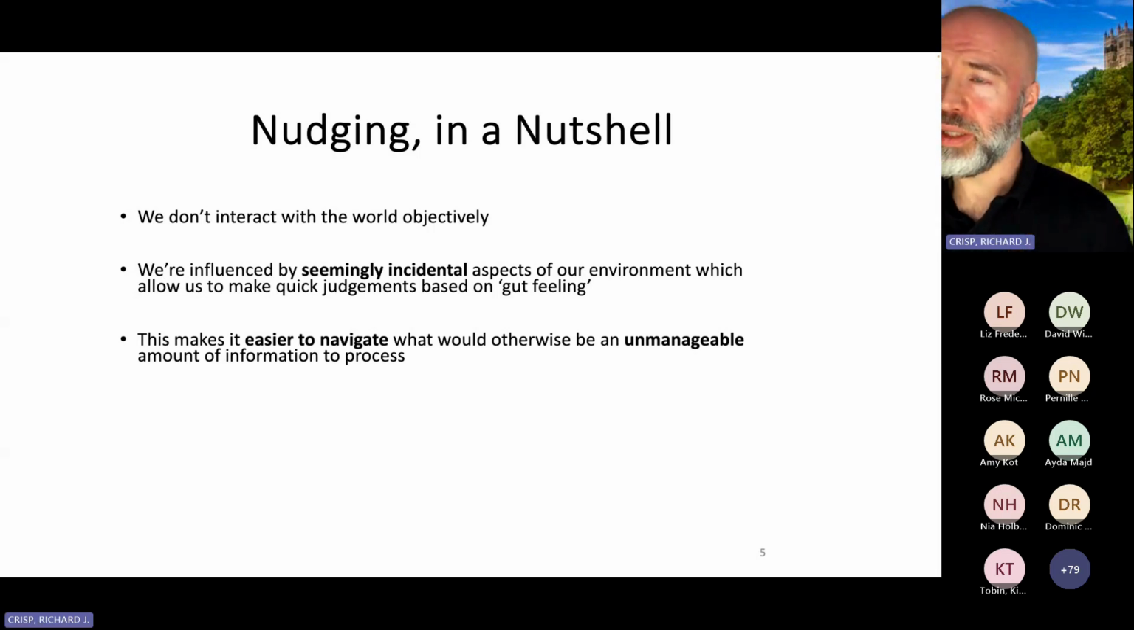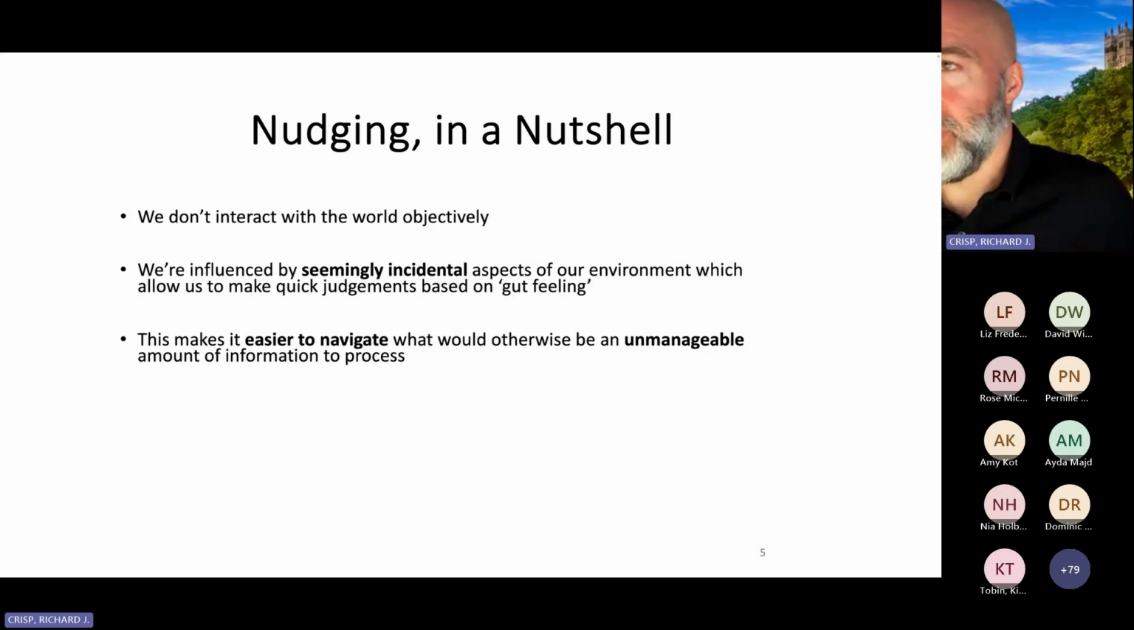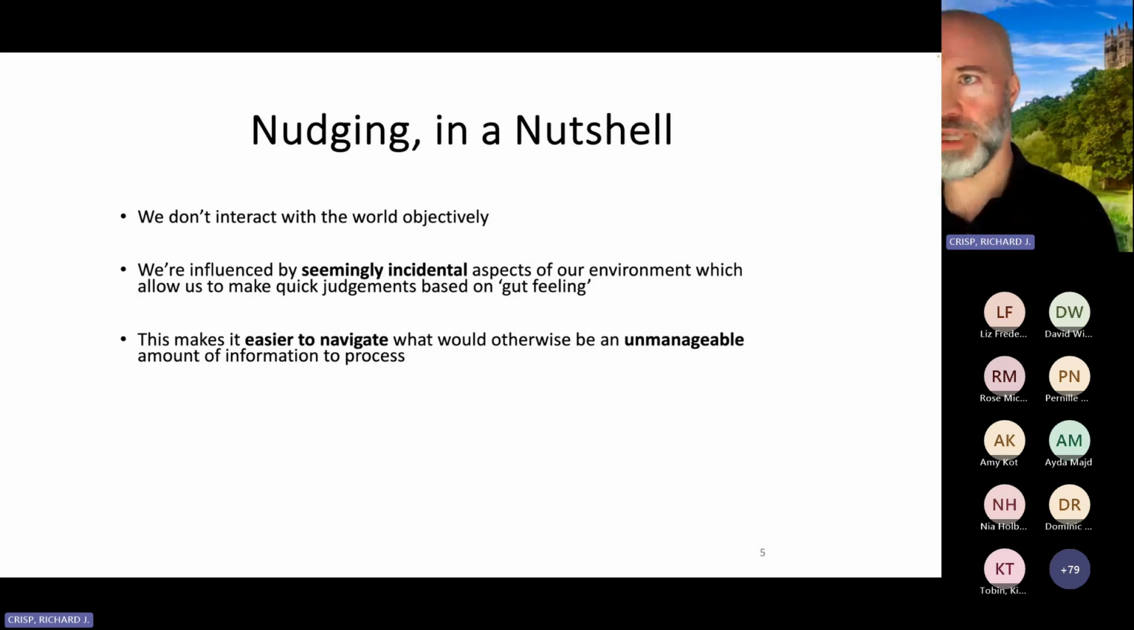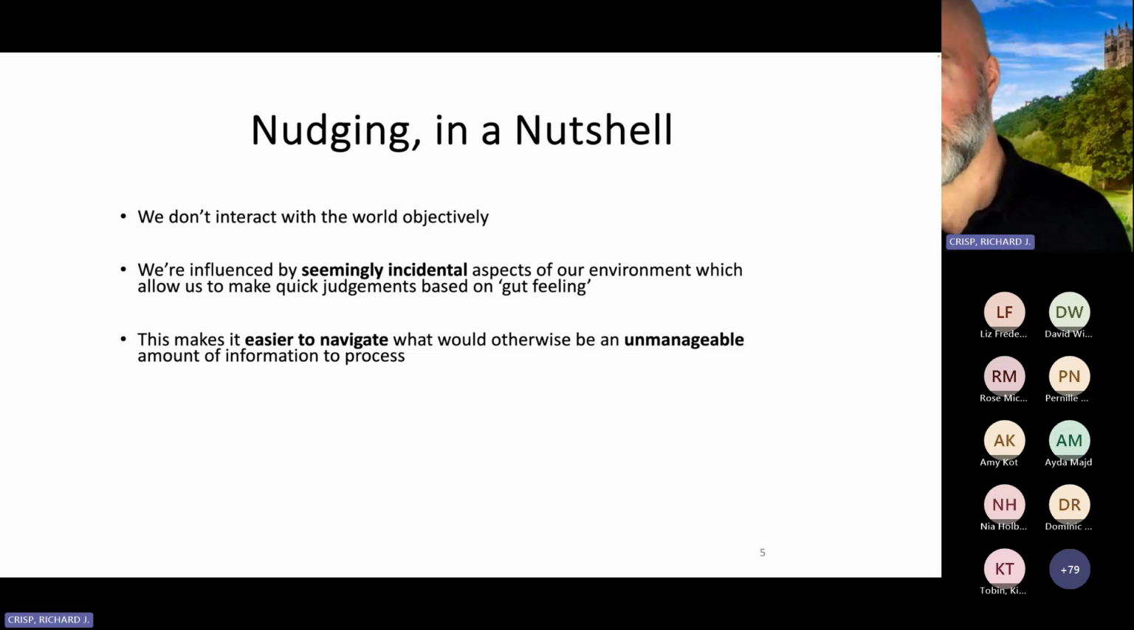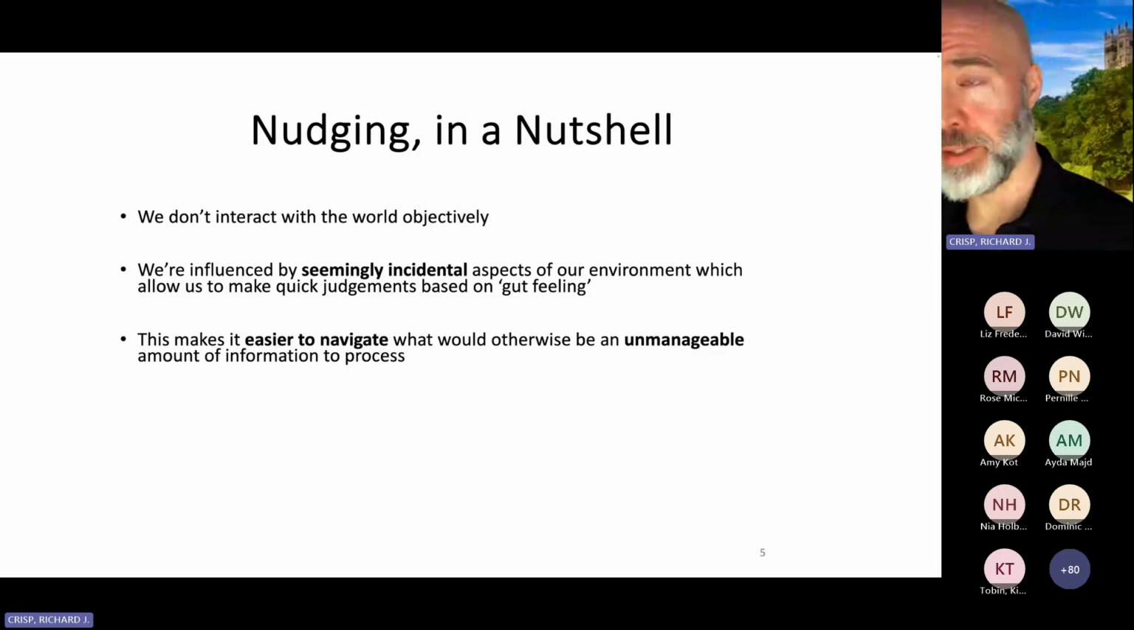Why are we doing this? It's always good when we think about applying behavioural science to think, well, what is the point of these things? Why have we, as humans, evolved to react like this to our environment? The point of nudges, and it's always good to hold this in your mind, is they make it easier for us to navigate the world. We don't have time, in everything that we do in our daily lives, to process everything that we see, every decision that we make, to spend huge amounts of time thinking about it. It's not an efficient way to be. We won't get anything done.